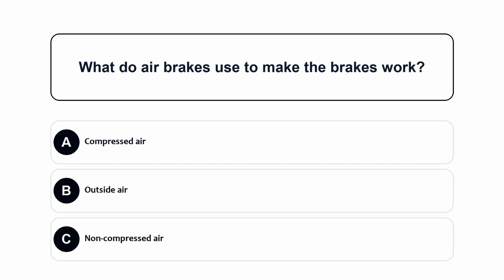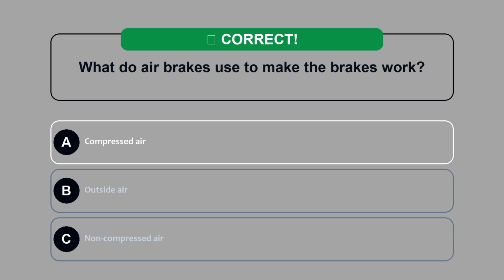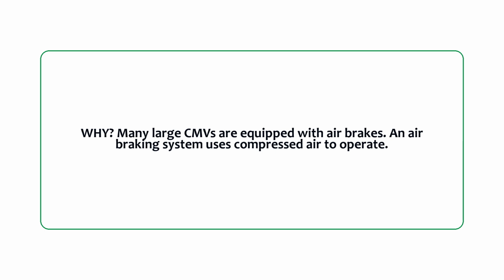Question 14. What do air brakes use to make the brakes work? Option A, compressed air. Option B, outside air. Option C, non-compressed air. The correct answer is option A, compressed air. Explanation. Many large CMVs are equipped with air brakes. An air braking system uses compressed air to operate.